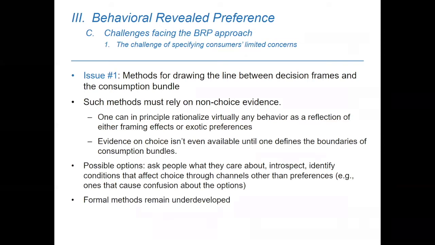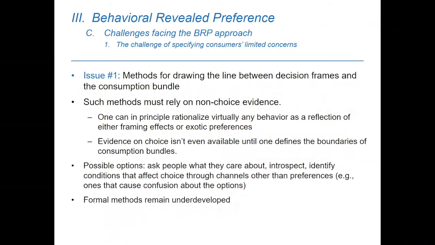And such methods need to rely on non-choice evidence for the reasons that I've described previously. In principle, we can rationalize virtually any behavior as a reflection of either framing effects or exotic preferences. Remember that evidence on choice isn't even available until one defines the boundaries of the consumption bundles. So if we're going to draw this line, we've got to rely on something other than choice. What are the possible options?